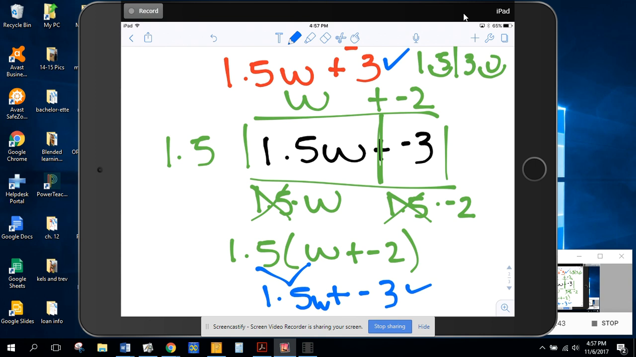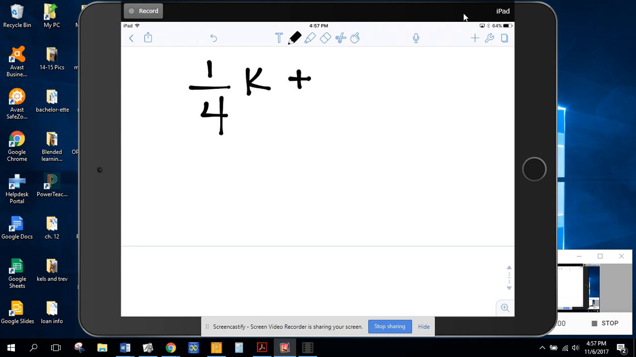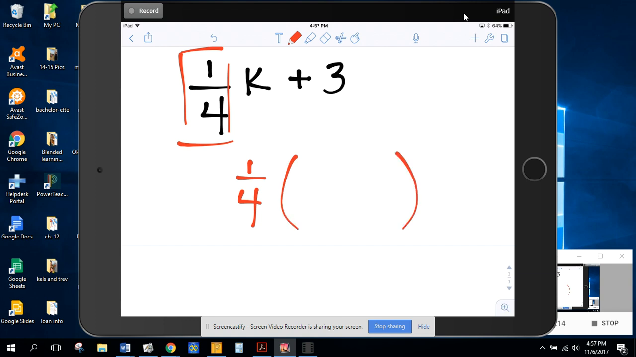All right, if you are not a fan of the box method, but you like say goodbye and divide, because it's the opposite of say goodbye or say hello and multiply, then this would be the one for you. So let's say we're dealing with the problem 1/4 k plus 3. Because we're factoring out the coefficient, we automatically know without doing any factors that this is what is going to say goodbye. So 1/4 leaves the party, and then everything up here needs to get divided by 1/4. So we're going to do 1/4 divided by 1/4, and 3 divided by 1/4.